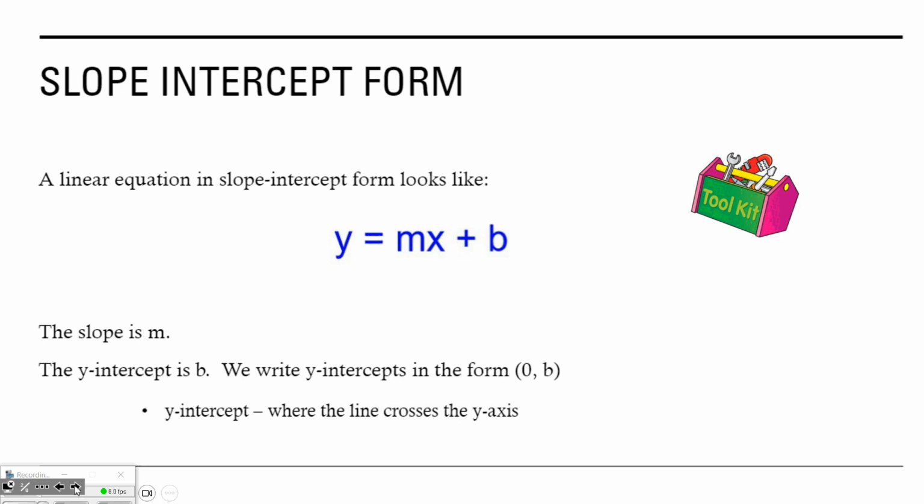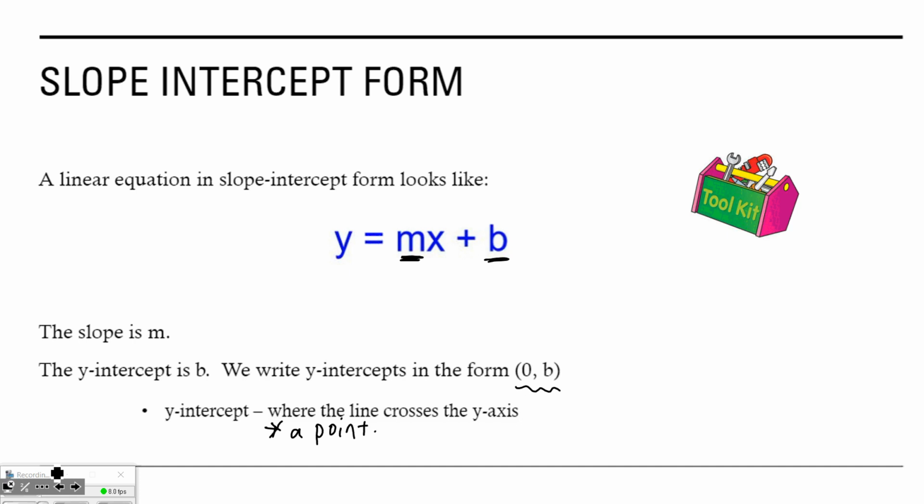So just to start off with a definition or a formula, whatever you want to think of it. An equation in slope-intercept form looks like this: y equals mx plus b. And so the slope is the m in this equation, and the y-intercept is that b value. You're always going to write your y-intercepts in the form (0, b). The reason is because a y-intercept is where the line crosses the y-axis, and this always happens at a point.